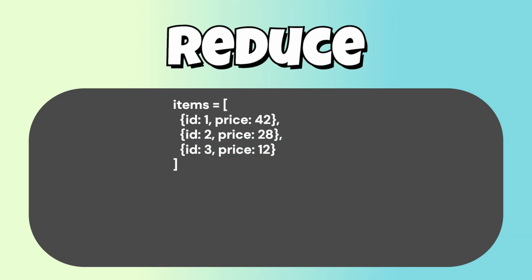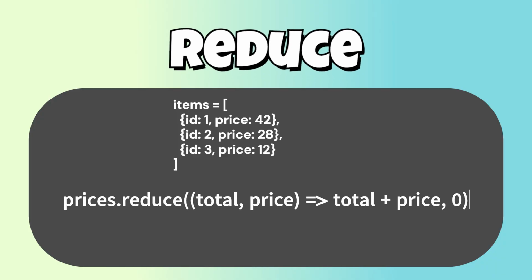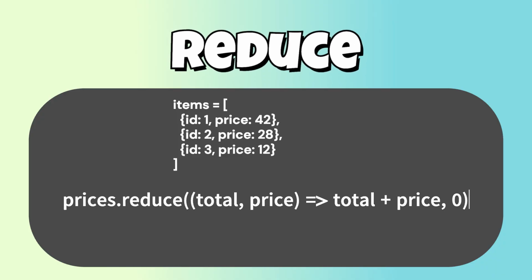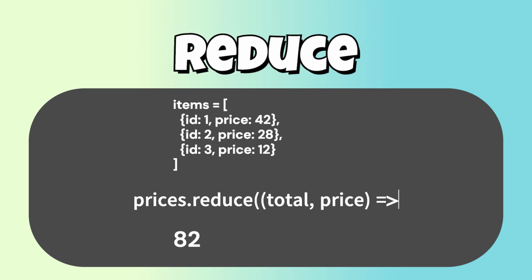This one's for when you want a single value out of an array, like adding up all those prices. Prices.reduce total comma price fat arrow and then total plus price comma 0. Now you've got the total. Super handy for shopping carts, analytics, etc.